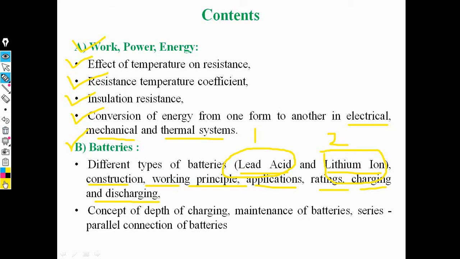Also we need the concept of charging and discharging. Then we need maintenance of electric batteries, which is very important, and series parallel connection of batteries, which is very important in batteries. Okay, now these are the two contents in unit number 6: first is work, power, energy, and second is batteries. Now here we have to explain the first part, that is work, power, energy.